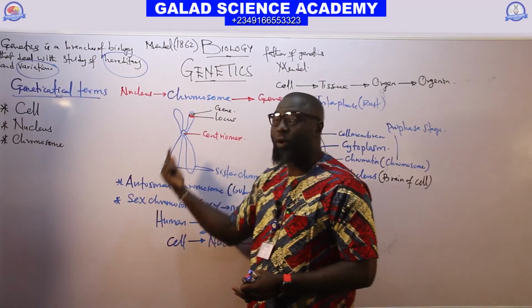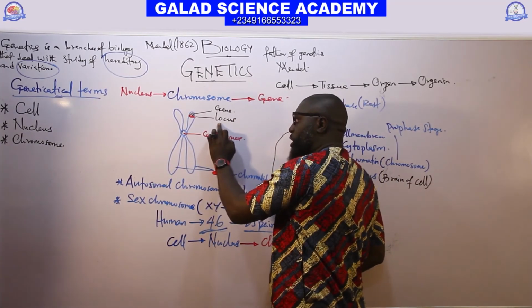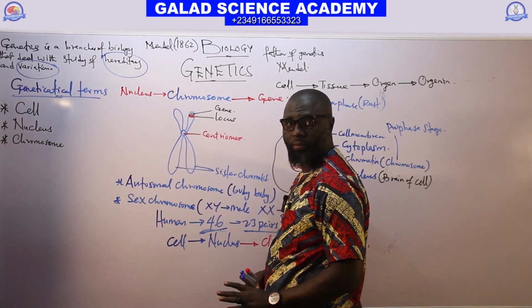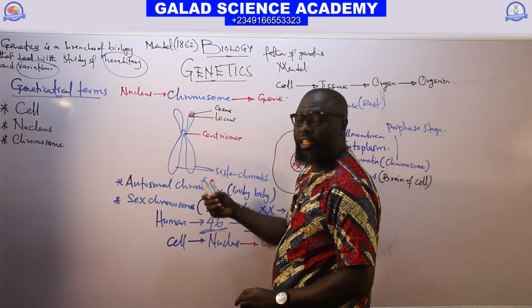And on the sister chromatids, there is a point there called locus. So this locus is the one that holds the gene.